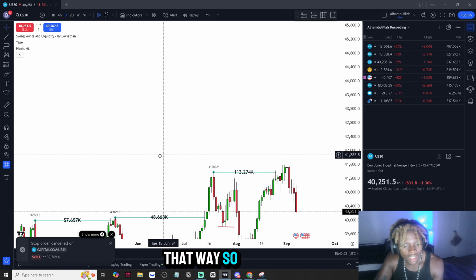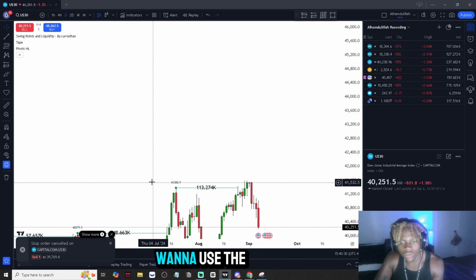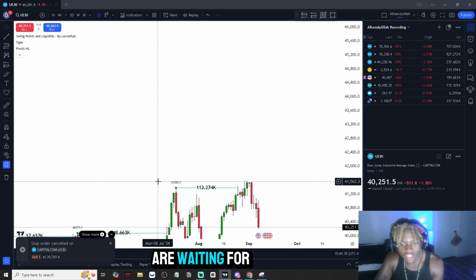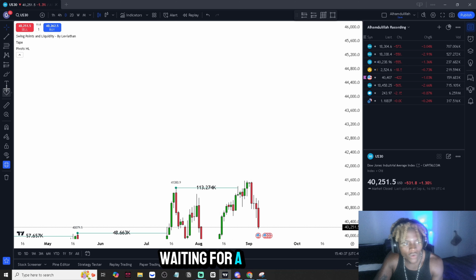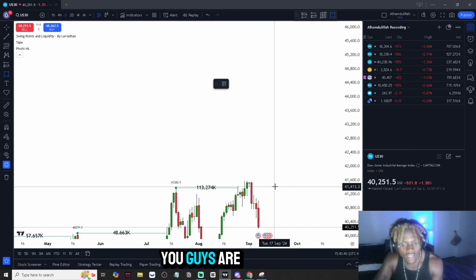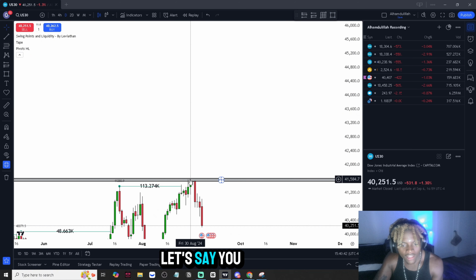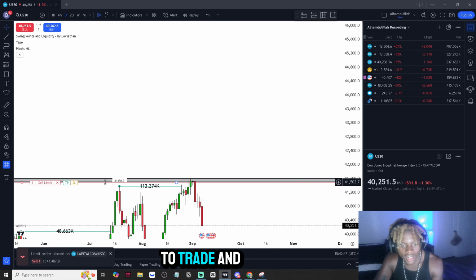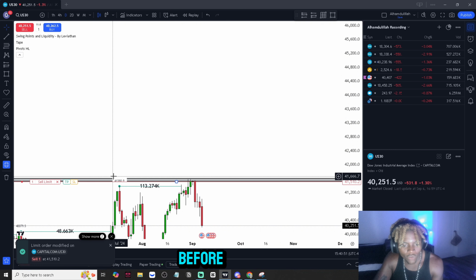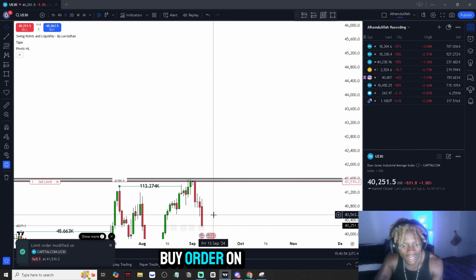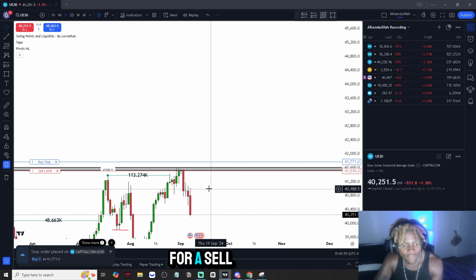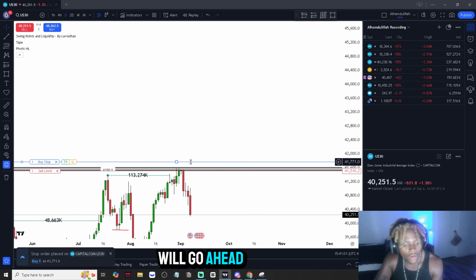So it really depends on you when you want to use the two in two different situations. If you're eyeballing a setup and you're waiting for it, let's say you're waiting for a support. Let's say you're waiting for a supply and demand setup, right? Let's say you're willing to short right here. You're able to right click your screen, shoot trade, and put a sell order a little before. It doesn't have to be at the very top, but a little before, and then you could set your stop loss by putting a buy order on top of it like this. This way, if price comes up here, you'll get entered in for a sell order, and then your stop loss will already be set up.